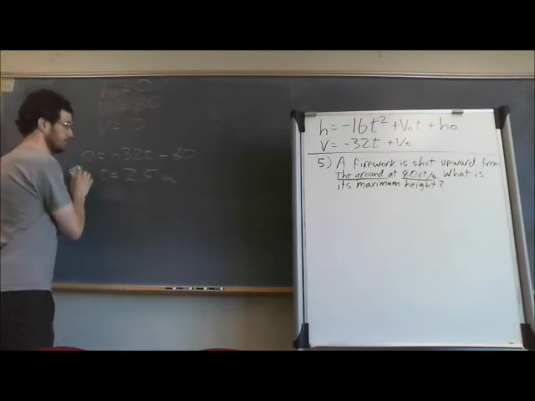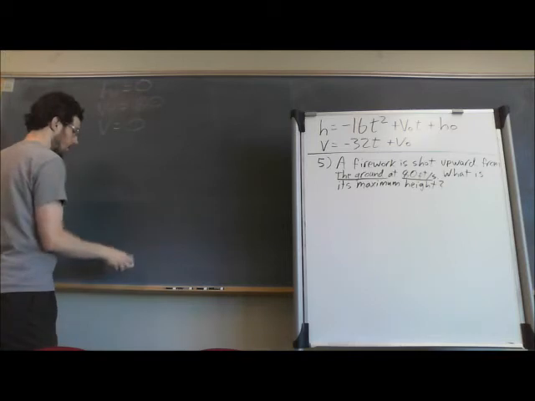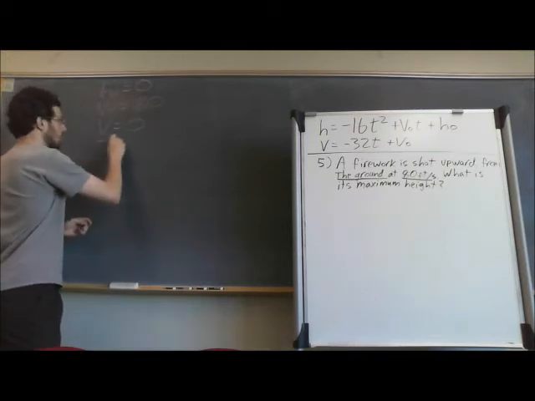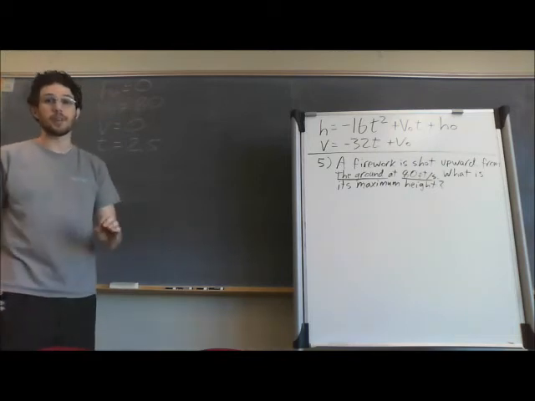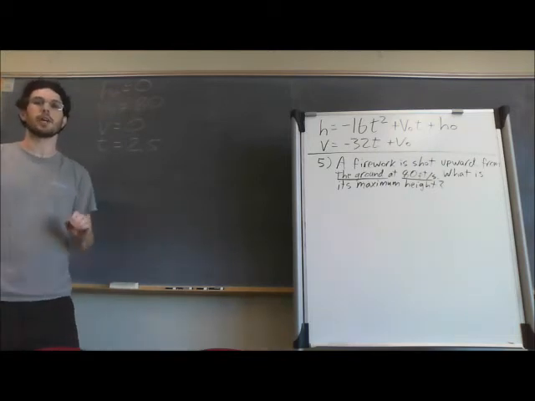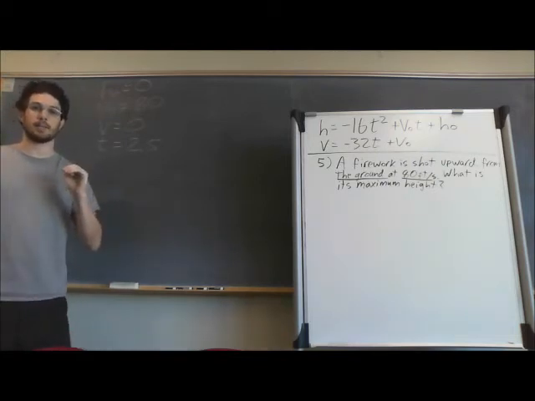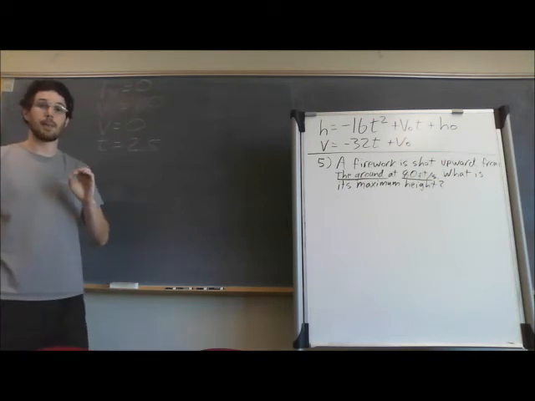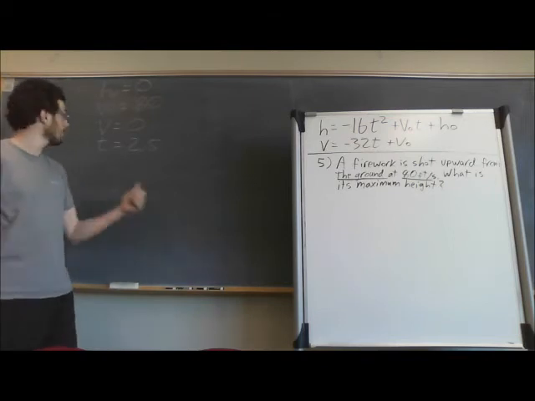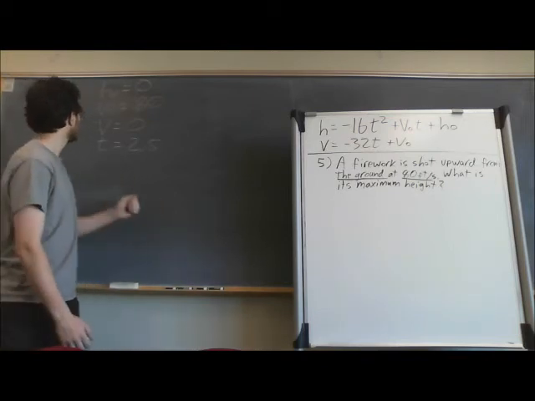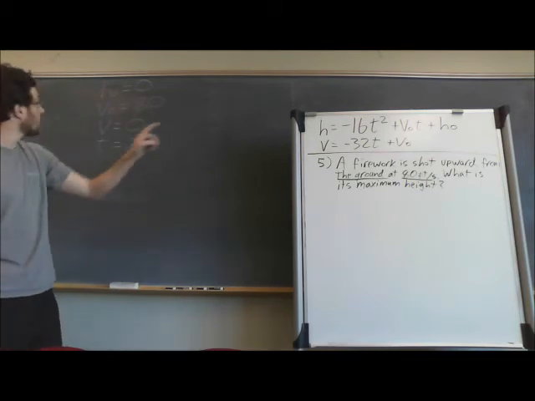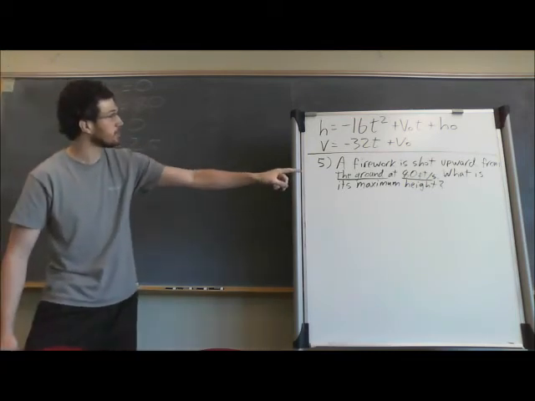I'm going to erase this. We now know that the time it took is 2.5 seconds. And this is very important. This is the time that it took to reach its maximum height. All right? The time it took to reach its maximum height. If we were talking about any other moment in time, this t equals 2.5 would no longer be valid. Now, t equals 2.5. Now we can use that because we're looking for the maximum height.